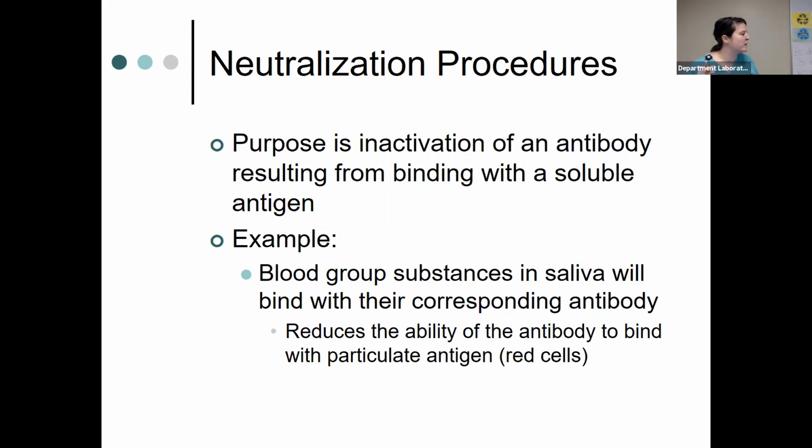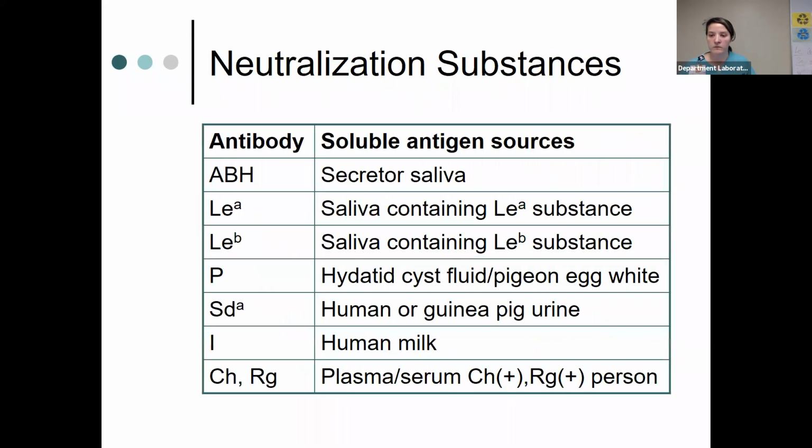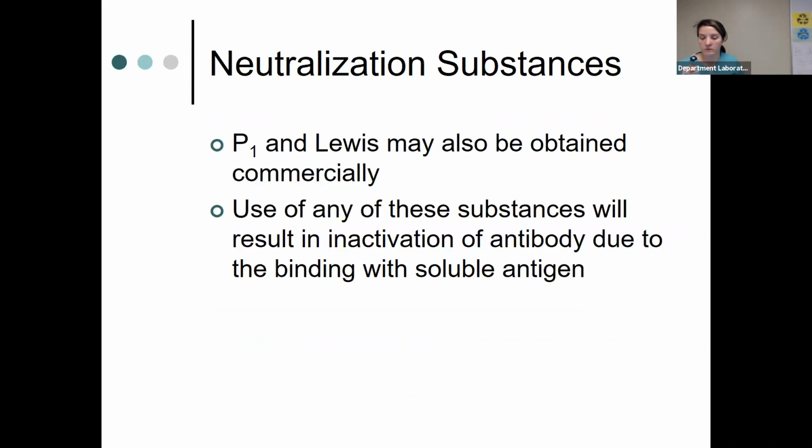You could also do it, remember we talked about the secretor status? And remember, if you're a secretor, you'll have some of these antigens being expressed in your saliva. So you could also use this technique for H, and you could do it for I, too, but Lewis A and Lewis B is the most common reason for neutralization in blood bank. And so here's some examples. Lewis A and Lewis B, your P, Chido Rogers, and then SDA. So these are some that can be neutralized out. And again, you're inactivating your Lewis A or Lewis B, so you're going to have negative reactions.